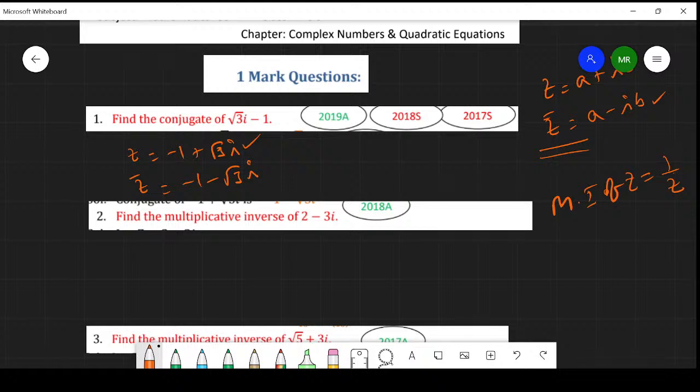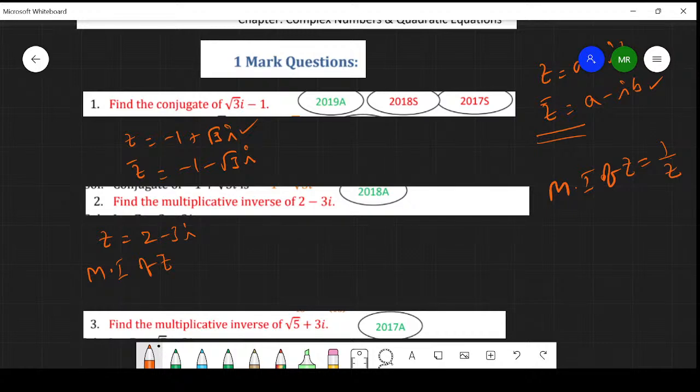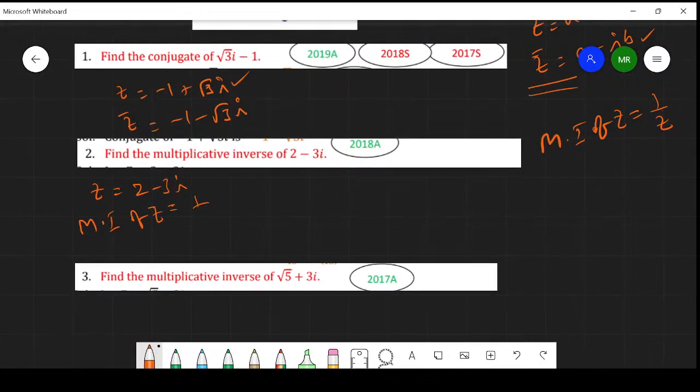For example, take z is equal to 2 minus 3i. Then I can write the multiplicative inverse of z. I told you this is 1 by z, correct? So 1 by 2 minus 3i.